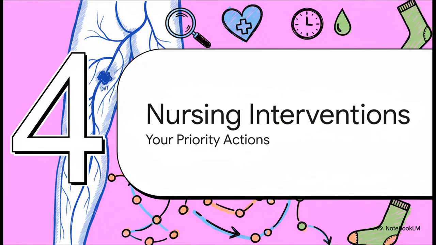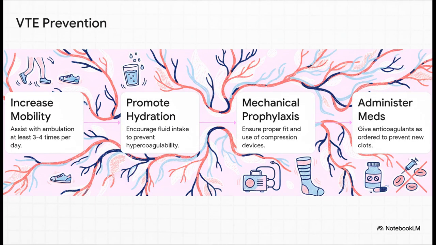So we know what to look for. Now let's talk about what we're going to do. This is all about your priority actions as a nurse. Prevention is everything with VTE, and it really comes down to these 4 things. 1. Get your patients moving. Ambulation is the enemy of venous stasis.